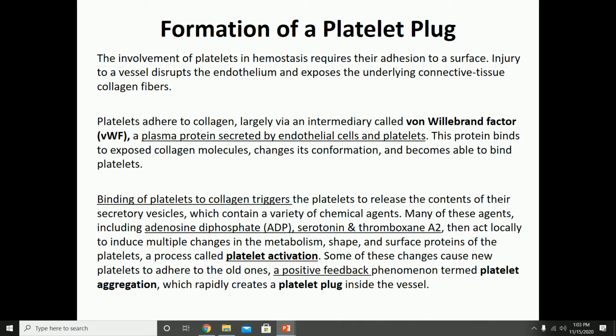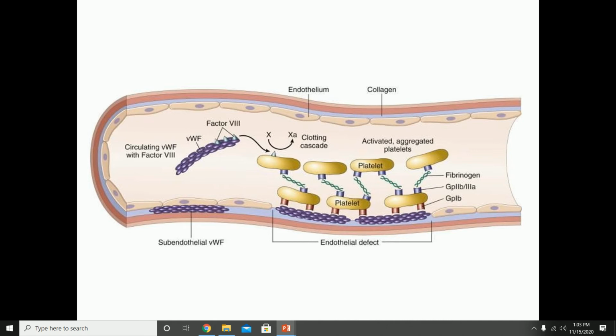Now these active platelets, through positive feedback, are going to bring in more platelets and stick to them. Okay, that process is known as platelet aggregation, and that keeps on going until we eventually make a platelet plug inside of the blood vessel. So we'll take a look at what on earth we were talking about.